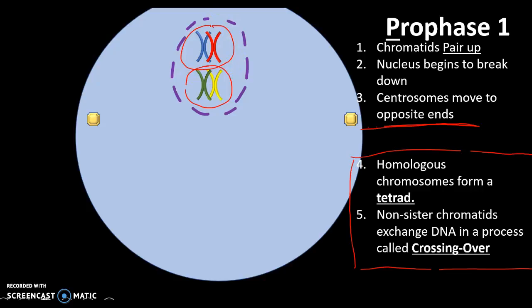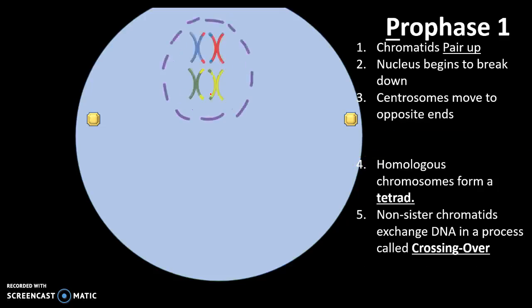The non-sister chromatids are going to exchange DNA in a process called crossing over. So what they're doing is they're actually going to fuse together, and they're going to bond so tightly that they're actually going to exchange sections of each other, or genes. So once crossing over is completed, each of these chromatids has new genetics. They have new traits. This is called genetic recombination.